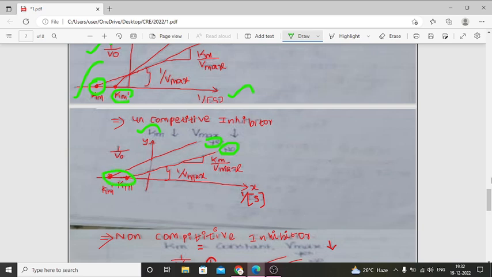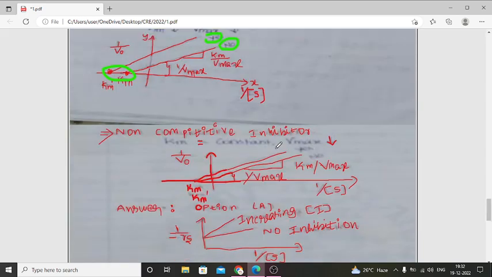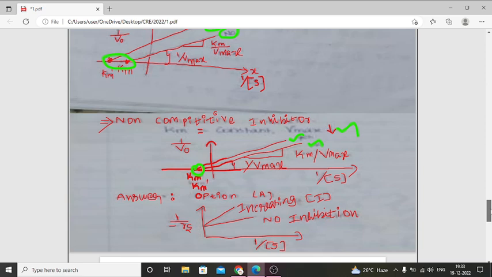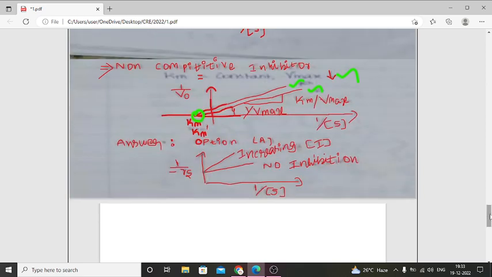Next is the non-competitive inhibitor. Km is constant, so both Km and Km dash are at the same point. This is inhibition present, and this is no inhibition. So Km is constant and Vmax is decreasing. From these we come to know option A is the correct option for this question.